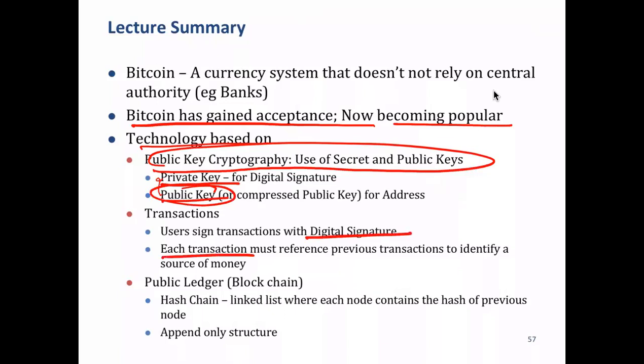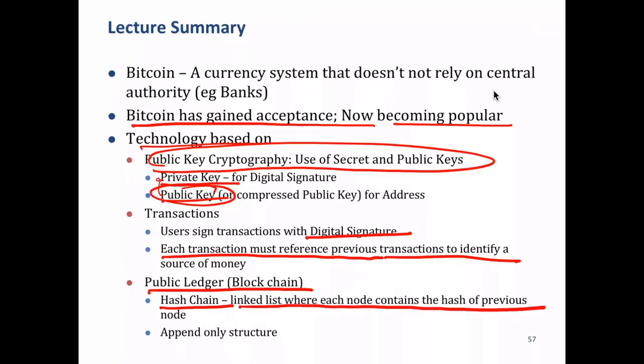Each transaction also contains a reference, a hash pointer, to the previous transaction, basically the previous blocks in the blockchain. And there is the concept of blockchain, which is a public ledger. It means that everyone can see all the transactions that have happened in the blockchain so far. It is based on the concept of a hash chain, a linked list where each node contains a hash of the previous node. And it is an append-only structure. It means that we can keep on appending blocks, but we cannot remove blocks from it.